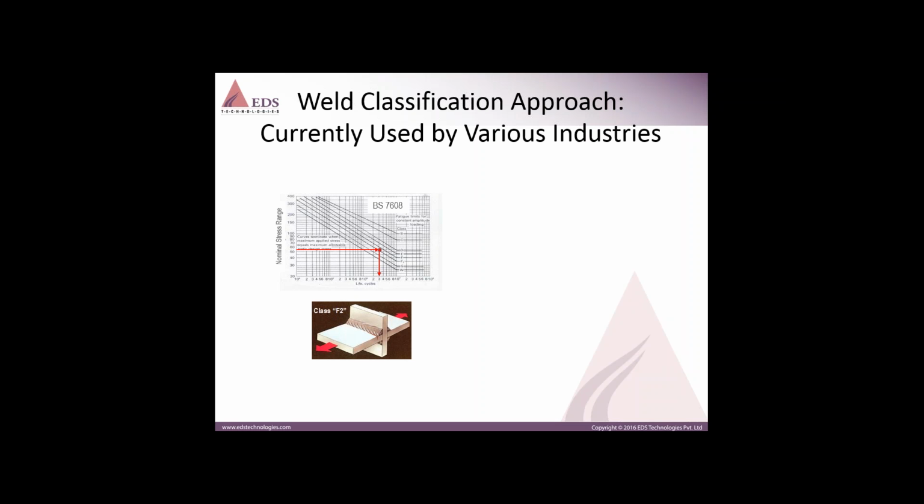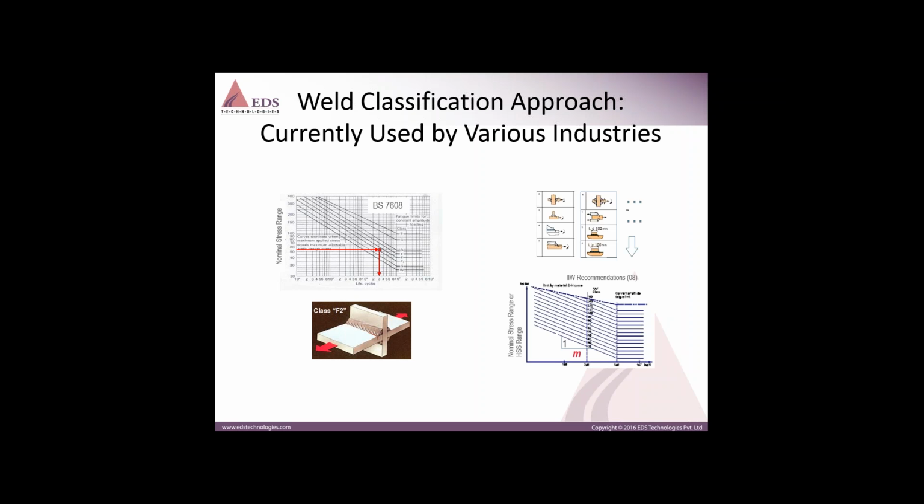The way this works is that you need to understand what your geometry is going to look like, and find the correct weld class. For example, in the picture as seen in your window, it is a class F2. So based on the graph, you can find out the life based on these nominal stress calculations. So that is one approach.